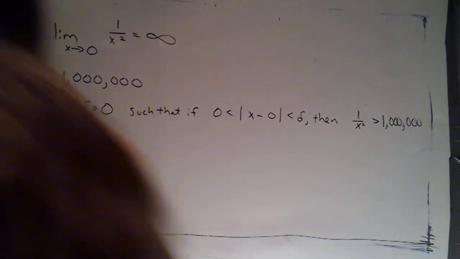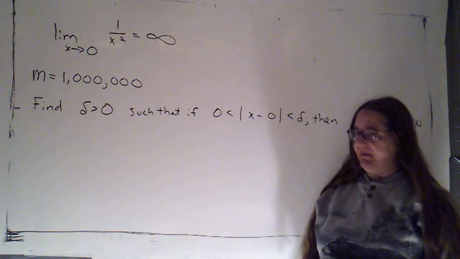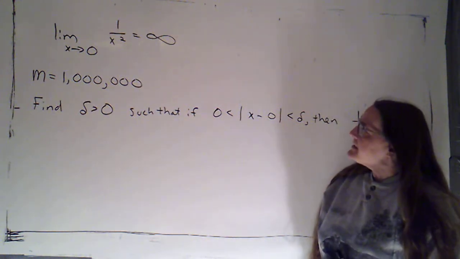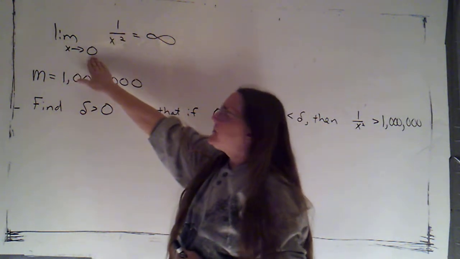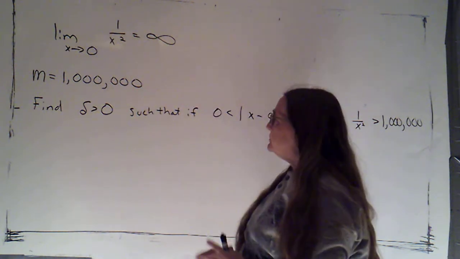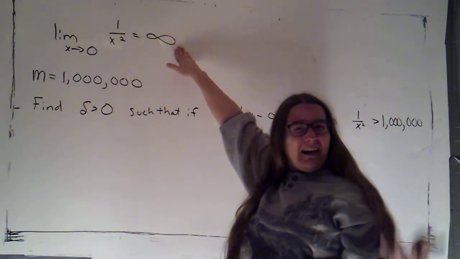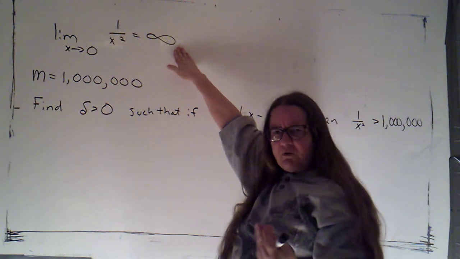In this video, we're going to do for an infinite limit what we've already done for certain finite limits. I've got a function, 1 over x squared. The limit as x approaches 0 of that function is infinity. Infinity is not a number. I can't get close to it. I'm not going to have an epsilon. I'm not going to have a standard of closeness for this limit.